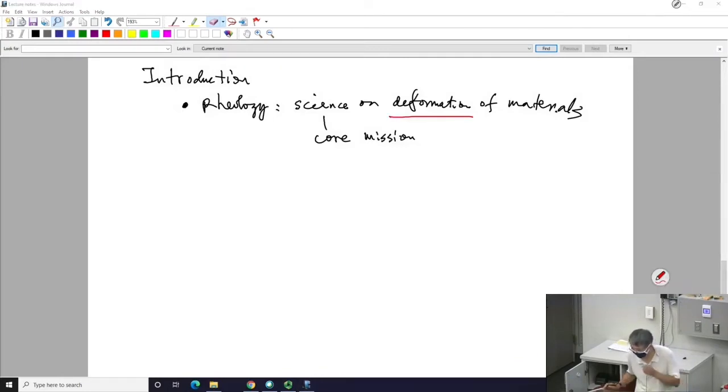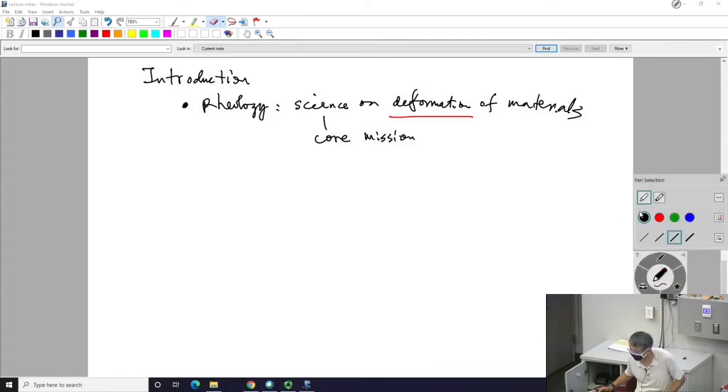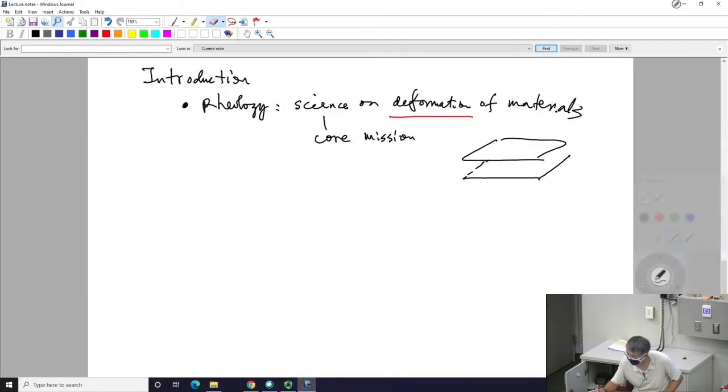So now it's red. In any case, rheology is a science on deformation of materials. That's very formal, so I write it down. Remember, this is the core mission, not rheology as a characterization tool. It's about shape changing, because all the processing involves shape changing, and certainly all the application of your material may involve whether your material is able to resist shape changing or not.